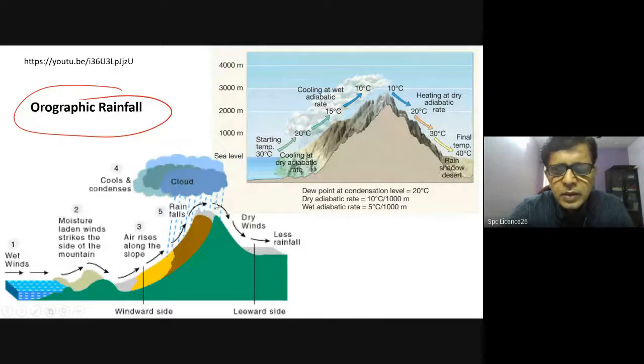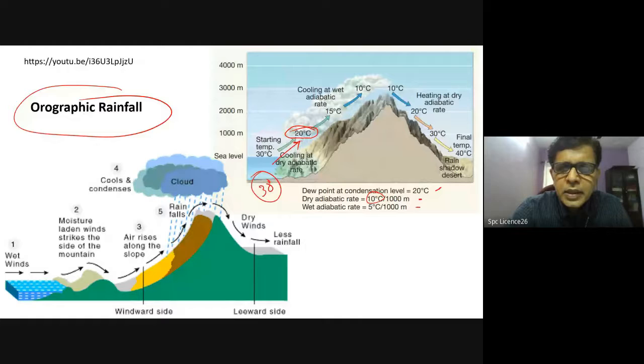Now let us see what is happening here. Let us see if we can understand what actually is happening in an orographic rainfall. The dew point at condensation is 20 degrees centigrade, the dry adiabatic rate is 10, the wet adiabatic rate is 5. Now, the starting temperature is 30 degrees. When it climbs by 1 kilometer, it will fall by 10. So it comes to 20.